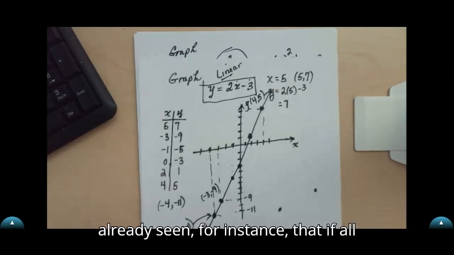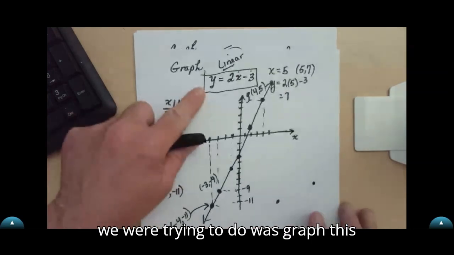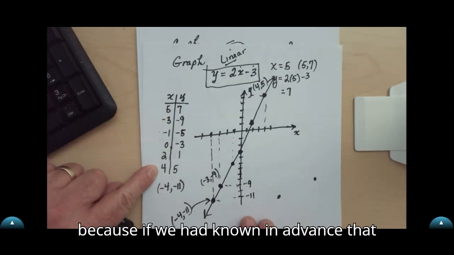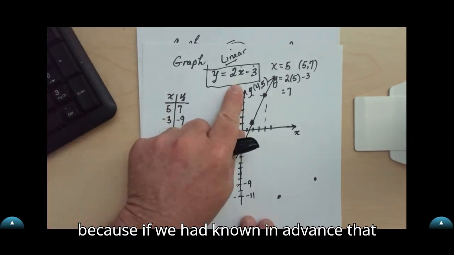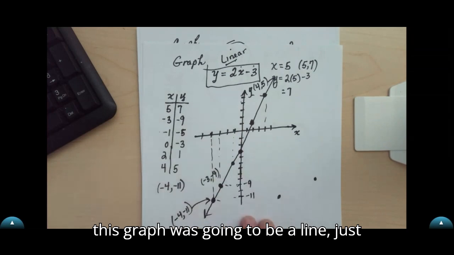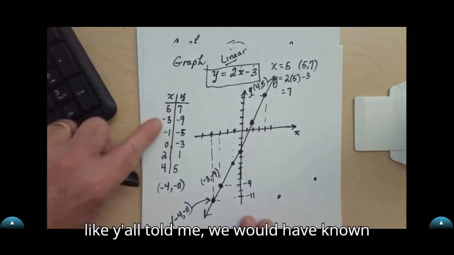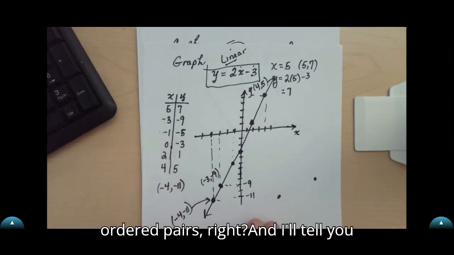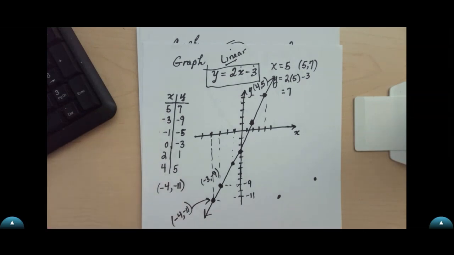But we've already seen, for instance, that if all we were trying to do was graph this thing, we wasted a lot of time here, because if we had known in advance that this graph was going to be a line, just like y'all told me, we would have known that we really only needed 2 of these ordered pairs, right? And I'll tell you something else we would have known.